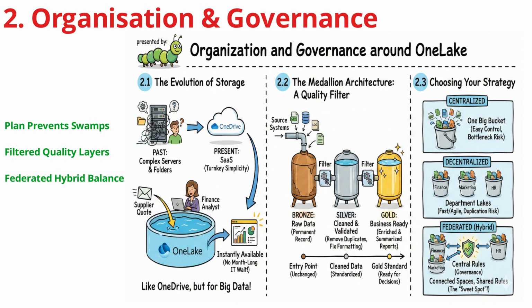Finally, companies must choose their organizational strategy. Centralized for total control, decentralized for maximum speed, or federated, the hybrid sweet spot that gives departments their own space while following the same central rules. With these steps, your data stays clear, governed, and ready for action.